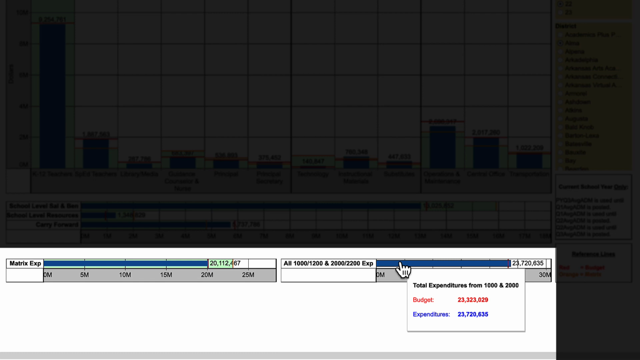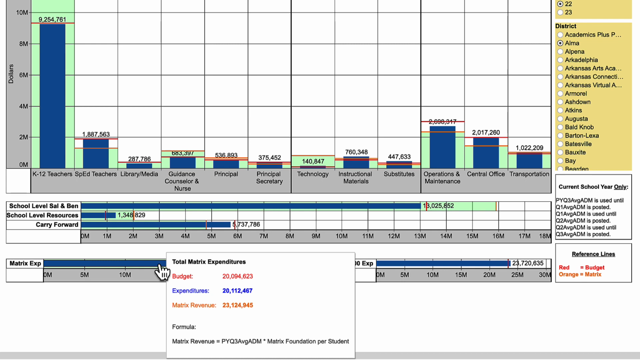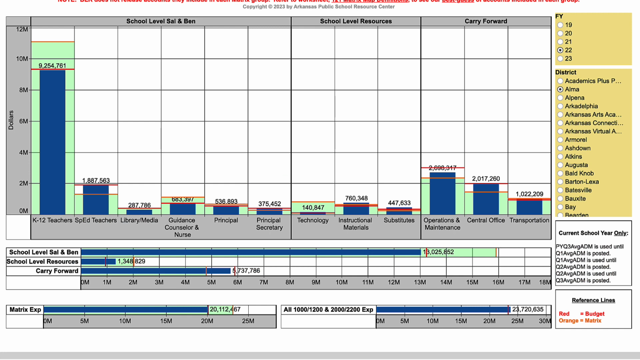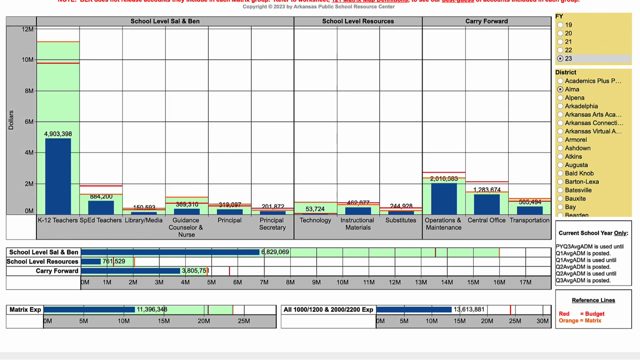What's the comparison between what we budgeted and expended and what the matrix recommended? So in this case, matrix recommended $23 million spent. District spent just a little over $20 million. It should be noted that you can only see 1 year. If you do click on the current year, you're not going to get a full detailed story because obviously our expenditures are still growing throughout the year.